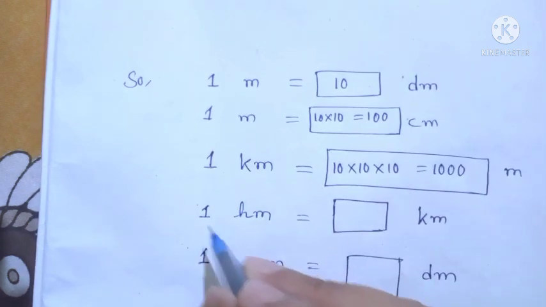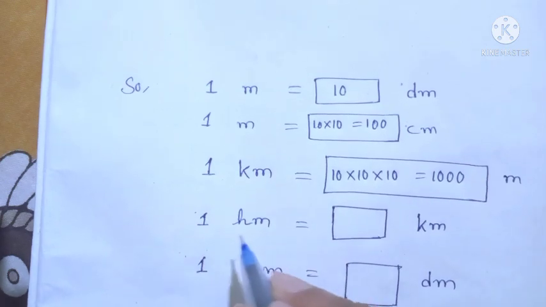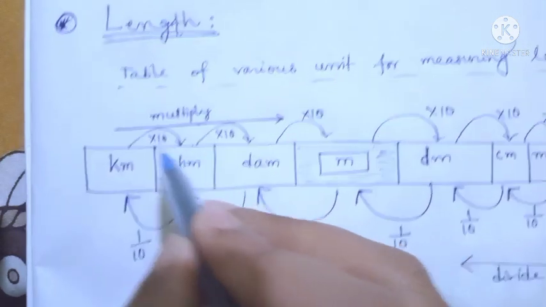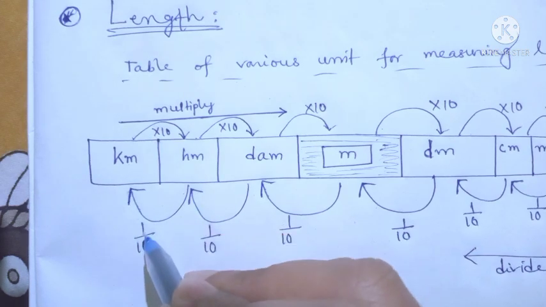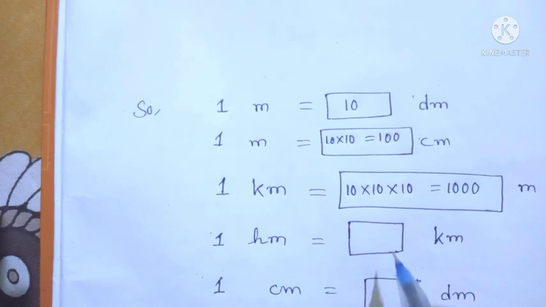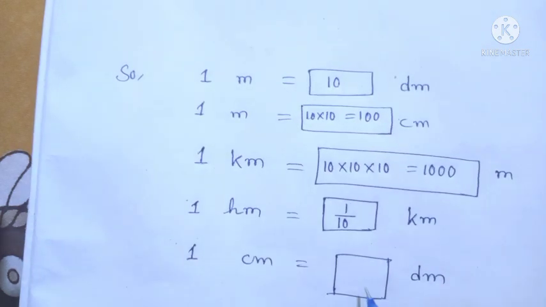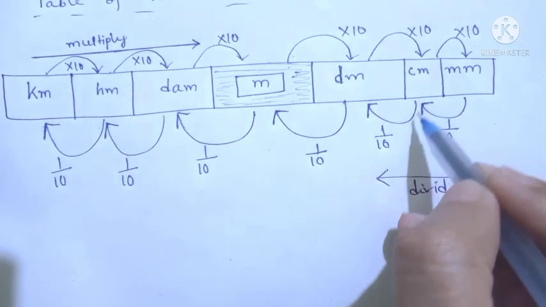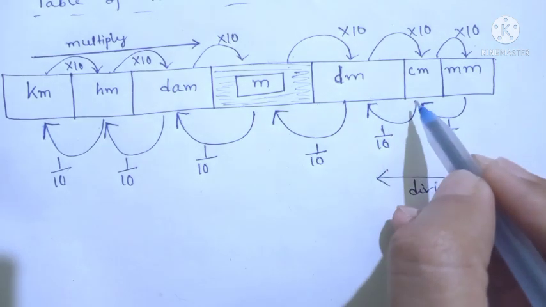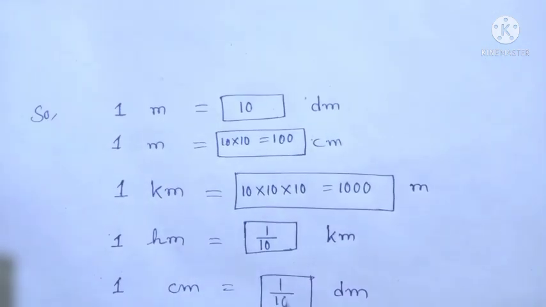Okay, now 1 hm, that means hectometer, equal to dash kilometer. So hectometer to kilometer, that means you have to divide one step, so you have to divide only 10. That means 1 by 10 kilometer. Now 1 centimeter equal to dash decimeter. So you can see centimeter is smaller unit and decimeter is bigger, so you have to divide by 10 because only one step. So 1 by 10 decimeter.